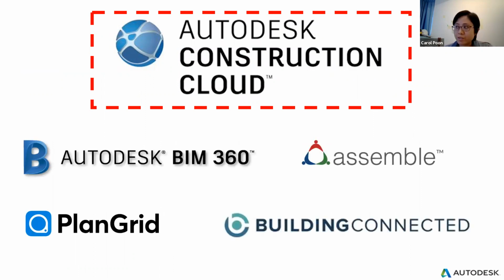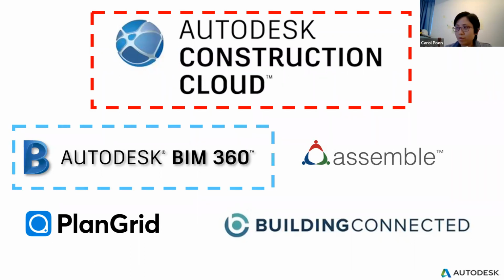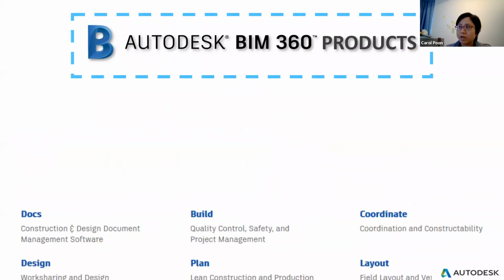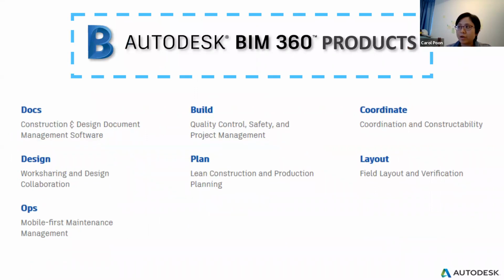First one is BIM 360, and then we purchased 3 companies last year: Assemble, PlanGrid, and BuildingConnected. BIM 360 is still the core of the whole Autodesk Construction Cloud family. Inside BIM 360, we have 7 components: docs, design, build, plan, coordinate, layout, and ops.